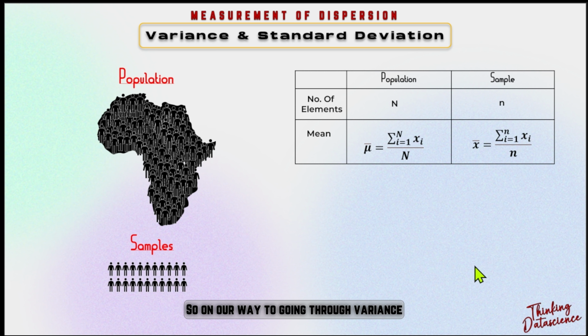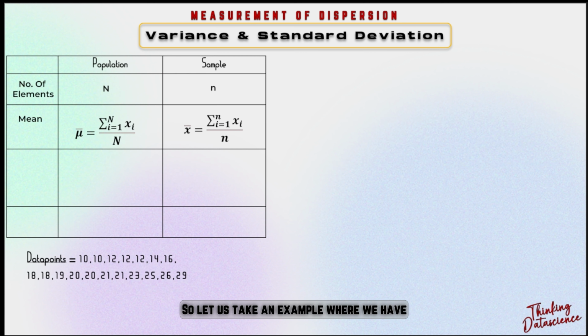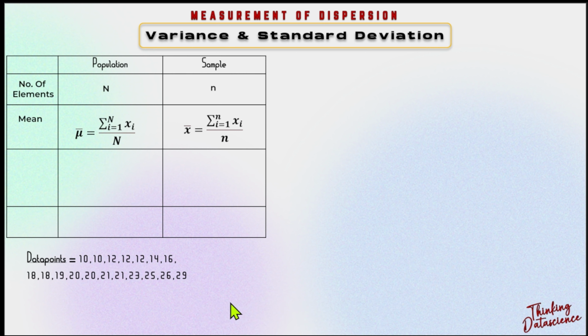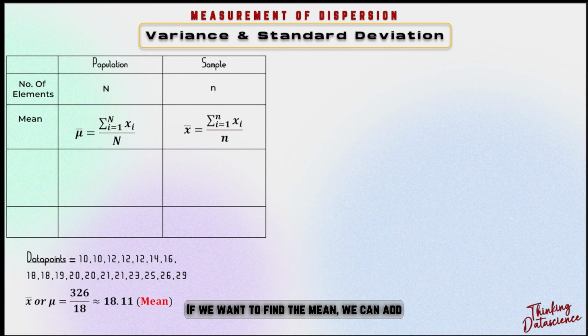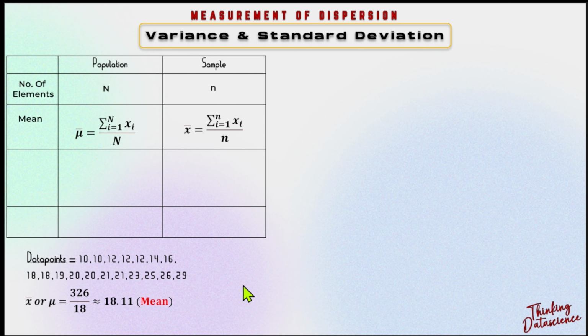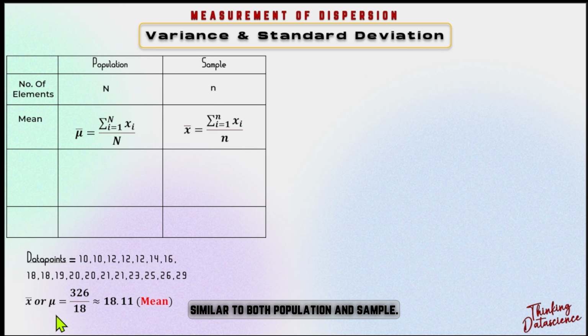So on our way to going through variance and standard deviation, let's work through an example using the formula we already have for mean. Let us take an example where we have 18 data points representing the population. We can represent the number of data points as N, which in this case is equal to 18. If we want to find the mean, we can add up all the scores and get a total of 326. Since we have 18 data points, we can divide this total by 18 to get the mean. So our mean is 18.11, which will be similar for both population and sample.